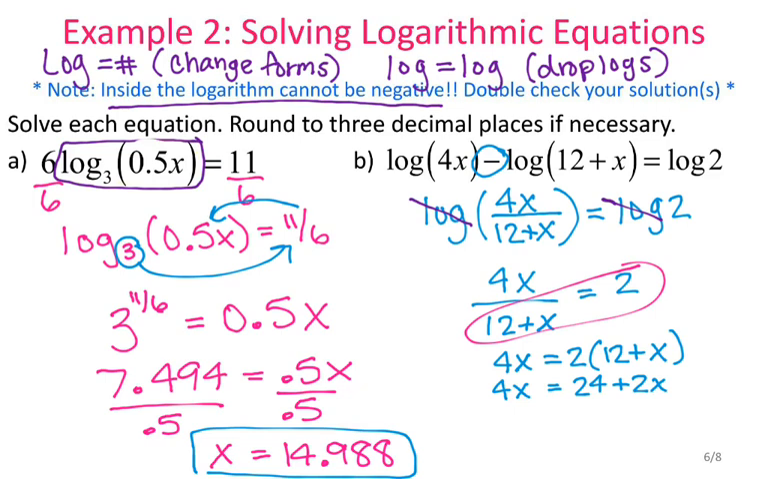I'm going to get my x's on the same side, so I'm going to subtract 2x from both sides. That gives me 2x equals 24. Divide by 2, so x equals 12.